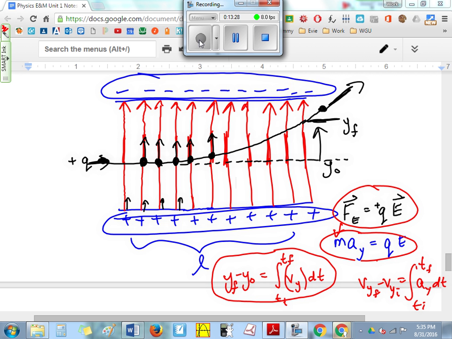Okay? So what I'm saying is you can get your velocity function here, and then you can plug that into here and integrate again to get your change in position. And so we can do this all with calculus. I'm actually a little short on time today.